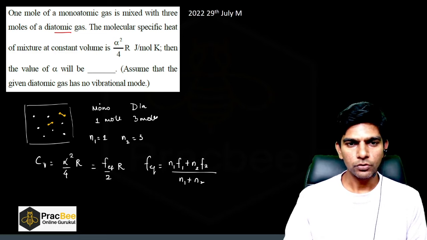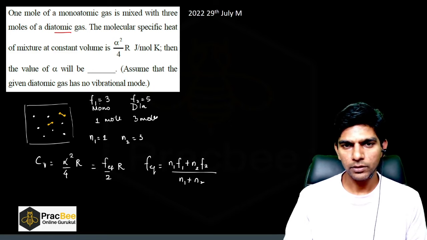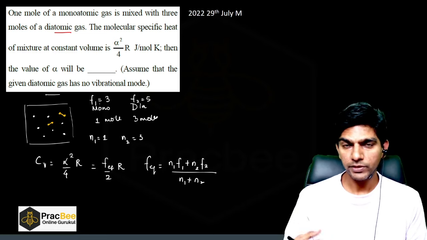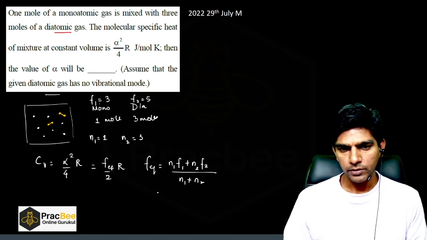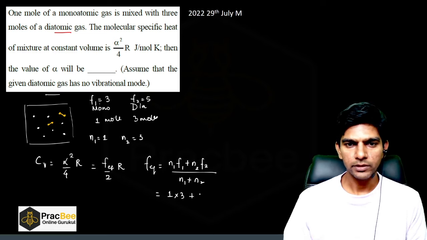So for a monatomic gas, F1 is 3, and for rigid diatomic molecules, F2 will be 5, if nothing is given about that. And if you look at the last statement, it says assume that the given diatomic gas has no vibrational mode, means we have rigid diatomic molecules. So the degree of freedom will be 5. So N1 is 1, F1 is 3, N2 is 3, and F2 is 5.